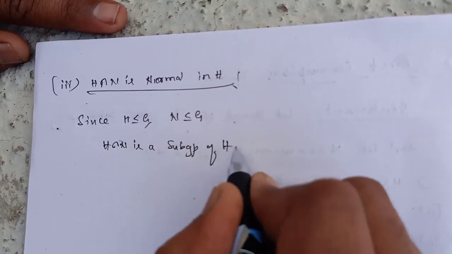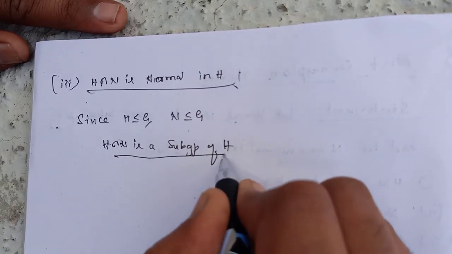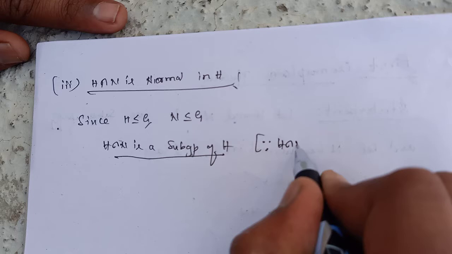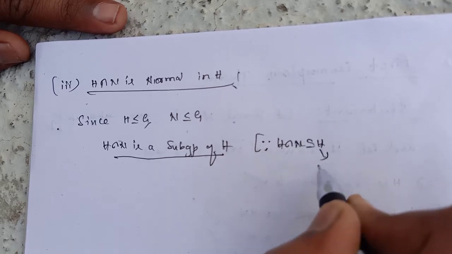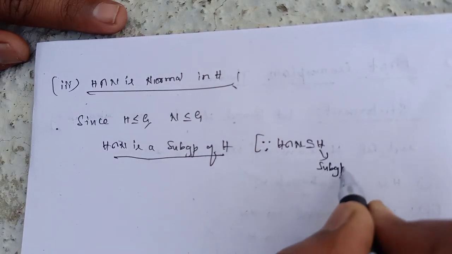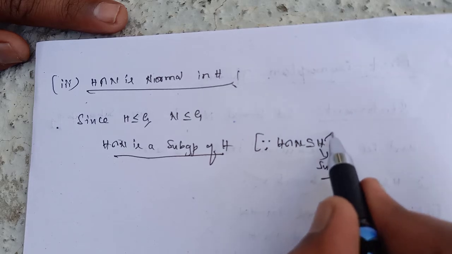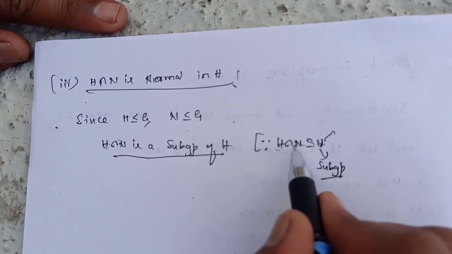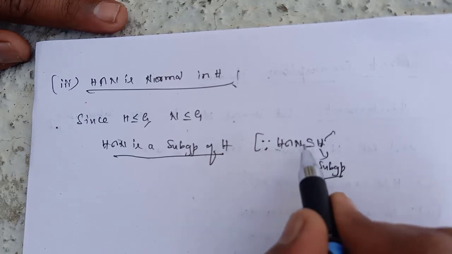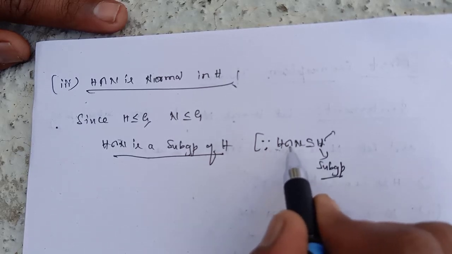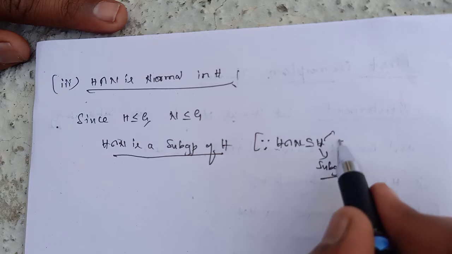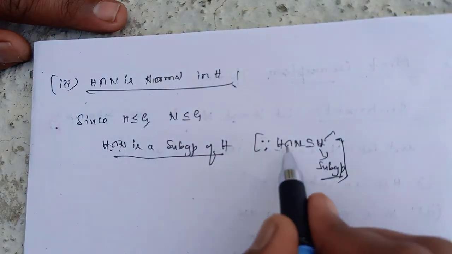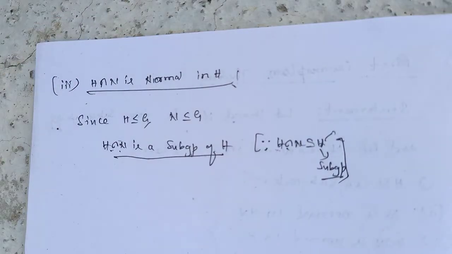H intersection N is a subgroup of H, since H intersection N is contained in H, which is a subgroup. It is a non-empty subset of H, and a non-empty subset of a subgroup that is closed under the operation is a subgroup. We can easily show that H intersection N is a subgroup of H.